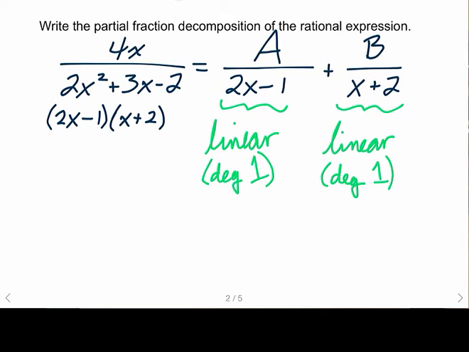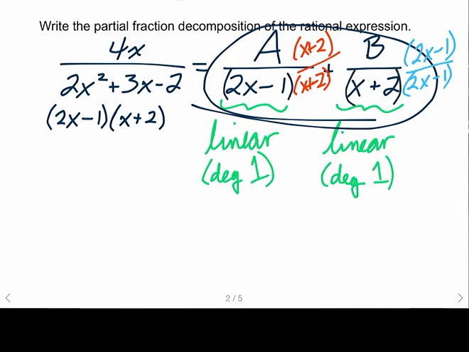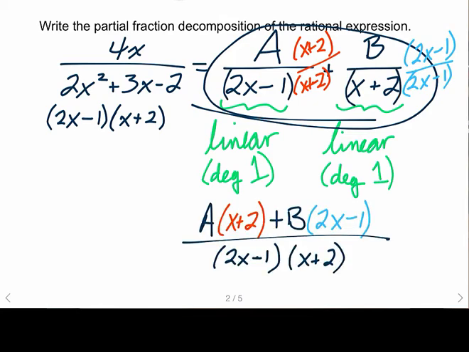Now what we're going to do is pretend that we're going to go ahead and add the expressions on the right-hand side. To do that, we would need to get common denominators, right? So we're going to multiply the first fraction by x plus 2 over x plus 2, and the second fraction by 2x minus 1 over 2x minus 1. And we end up with, on the right-hand side, A times the quantity of x plus 2 plus B times the quantity of 2x minus 1 over the common denominator of 2x minus 1 times x plus 2.